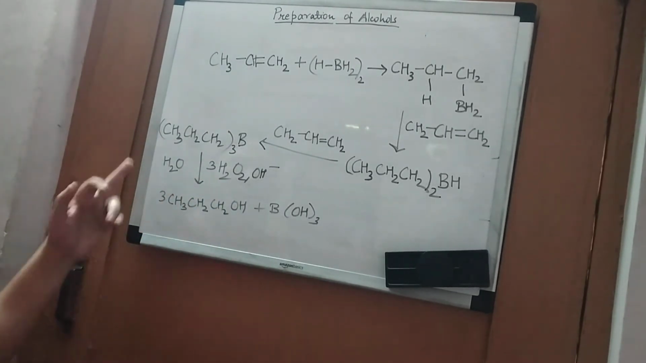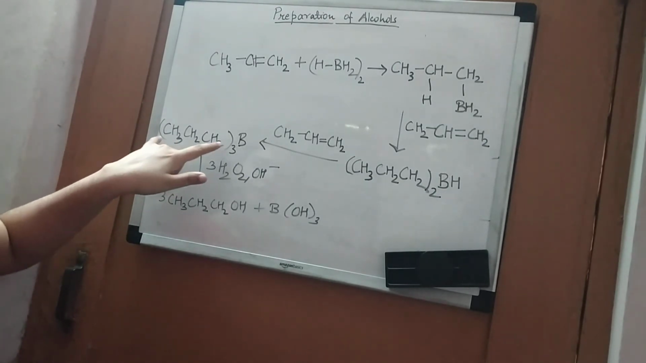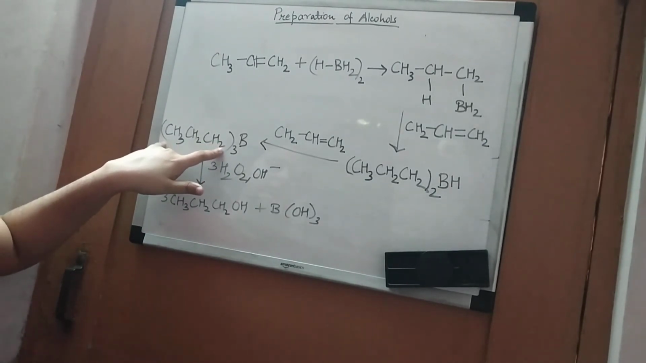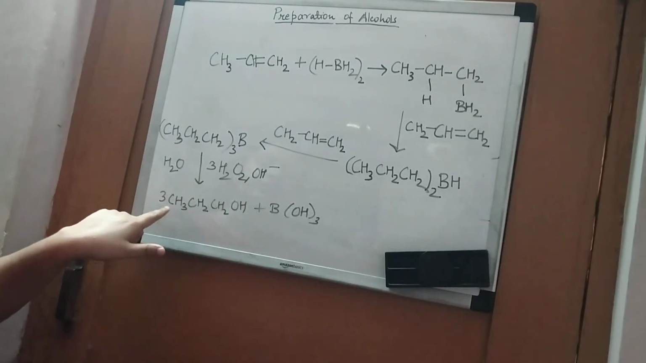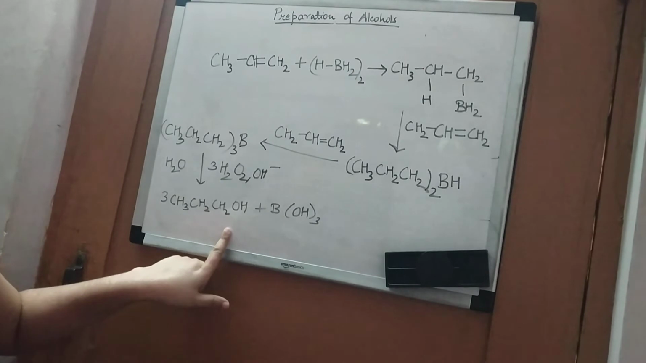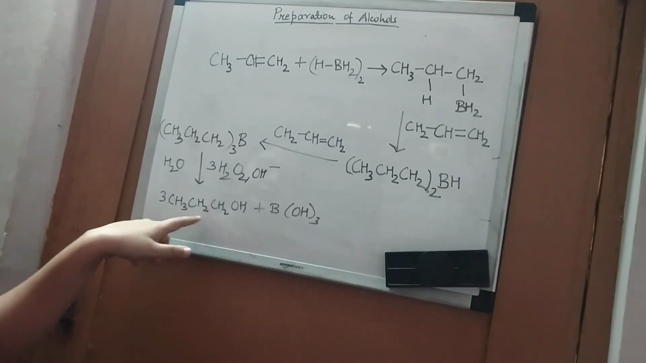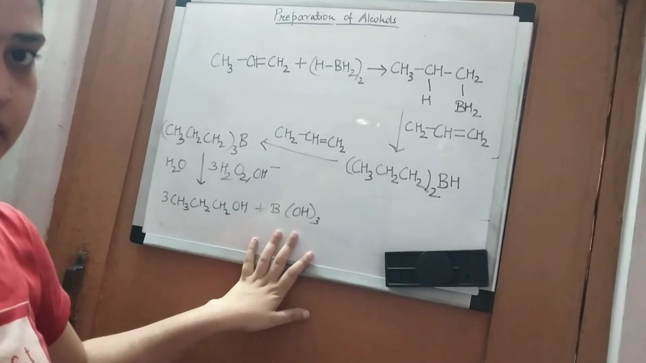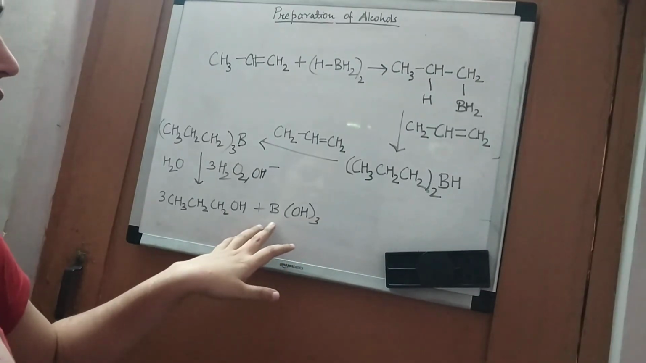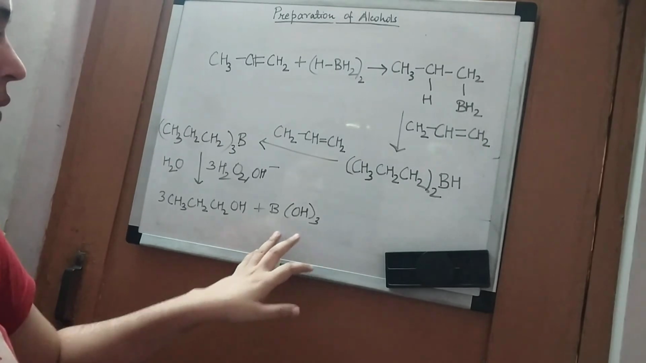So here what will be formed? The three alkyl groups will be replaced by the OH negative group, and we will get three molecules of what? Alcohol, and this is propan-1-ol, and the byproduct will be trihydroxyborane.